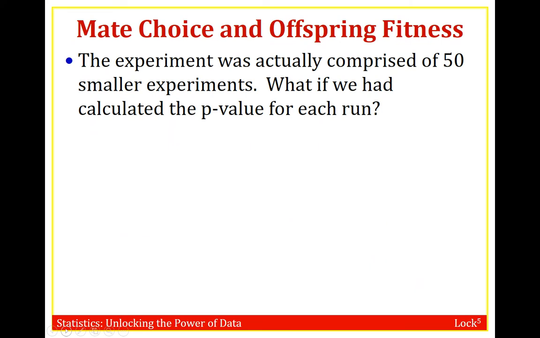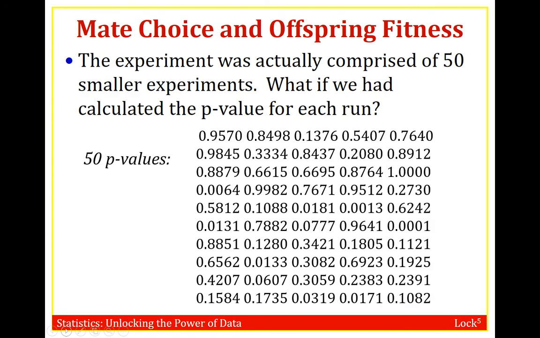It says Mate Choice and Offspring Fitness said the experiment was actually comprised of 50 smaller experiments. So we're going to actually see the data from this calculation of 0.1 and 0.01. And if we look at this, these are all the different data values that happened. These are the 50 different tests and the 50 different p-values.